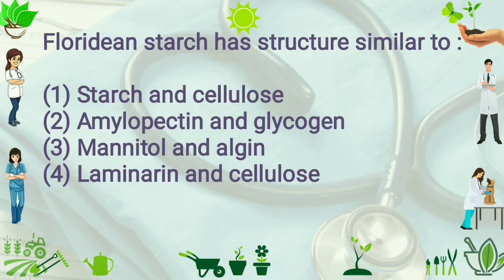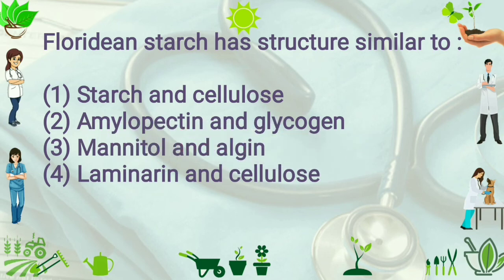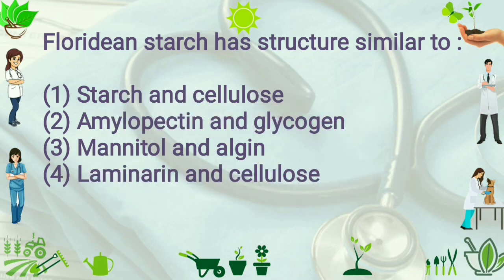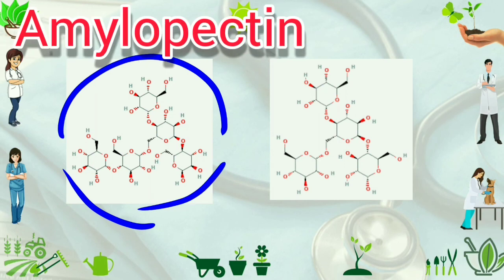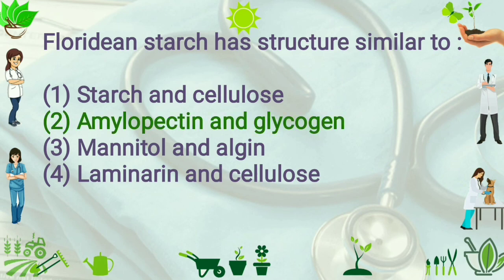Next question. Floridean starch has structure similar to starch and cellulose, amylopectin and glycogen, mannitol and algin, laminarin and cellulose. What is Floridean starch? Floridean starch is a storage food material of Rhodophyceae or red algae. It is found in the cells as grains or granules in the cytoplasm. It is composed of an alpha-linked glucose polymer with a degree of branching intermediate between amylopectin and glycogen. So the answer is amylopectin and glycogen. So Floridean starch has a structure similar to amylopectin and glycogen.